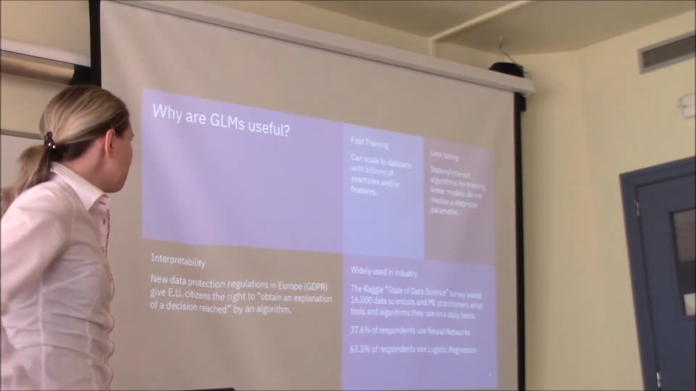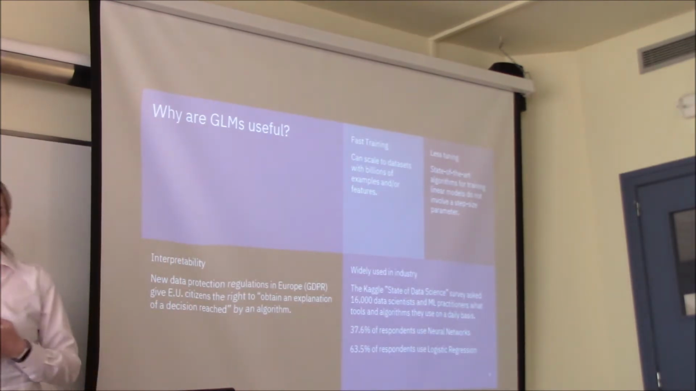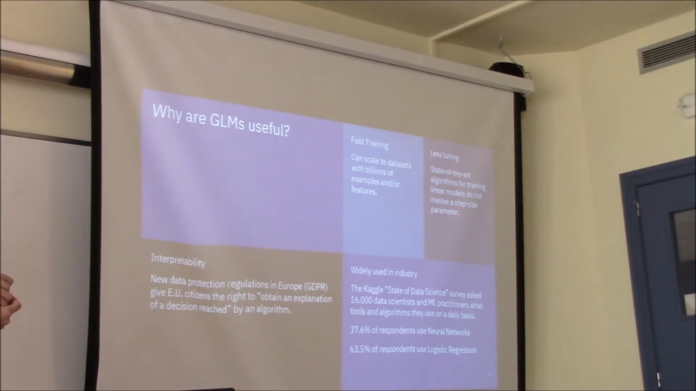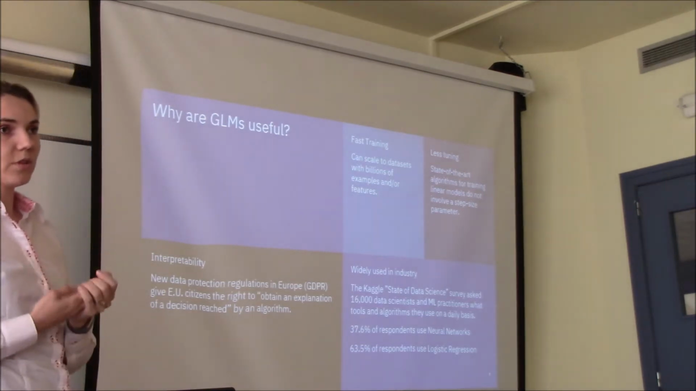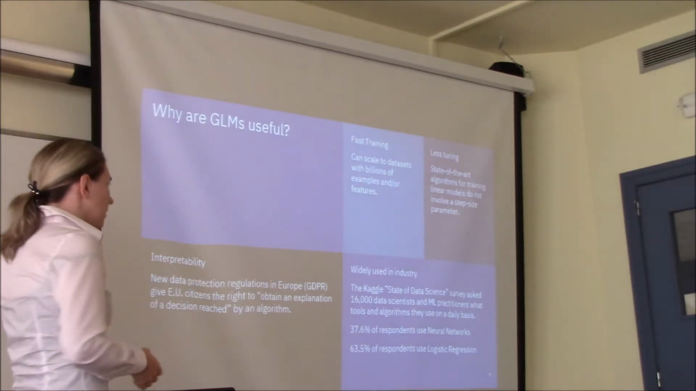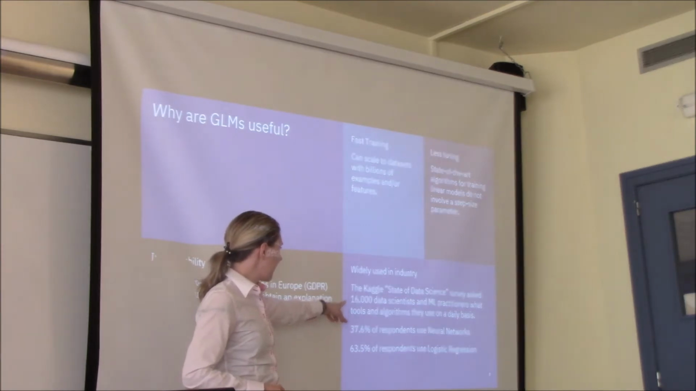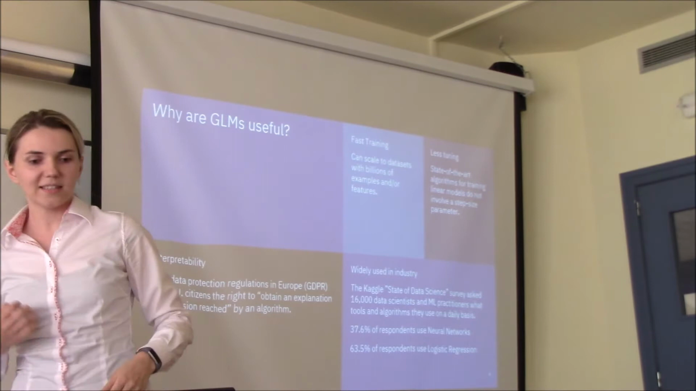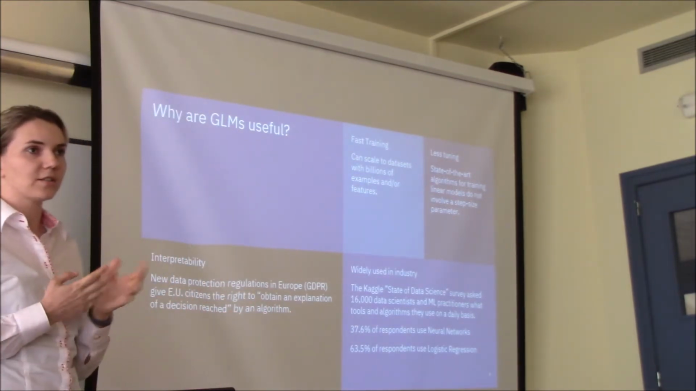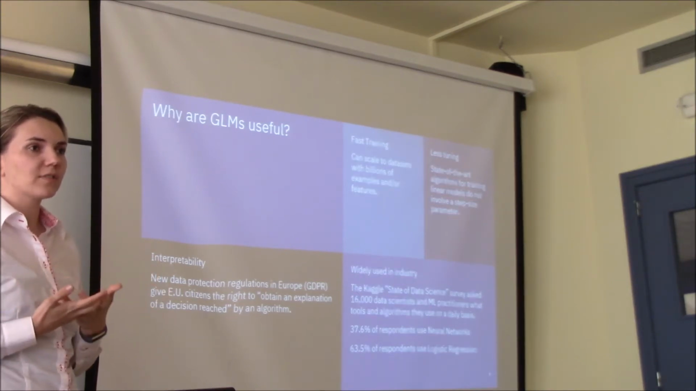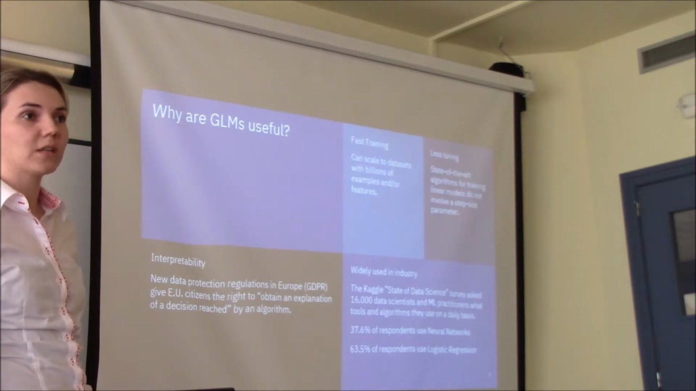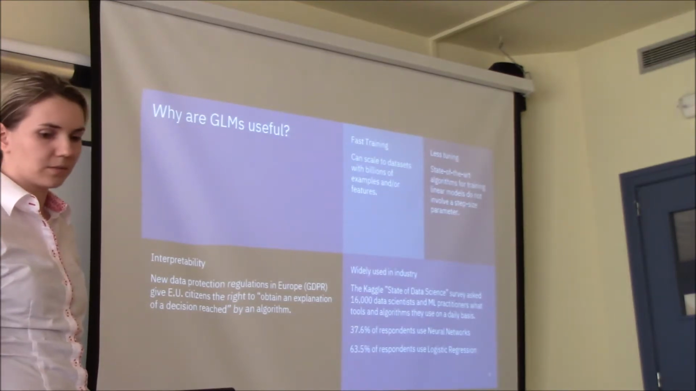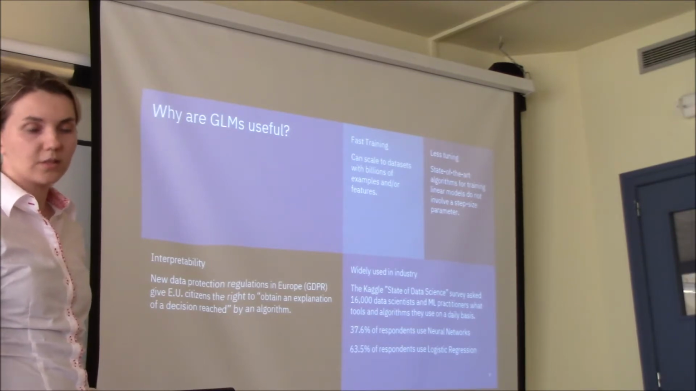So why are generalized linear models useful? We have been talking recently and over the past years about neural networks, which are extremely useful for some applications, but generalized linear models can also be extremely useful. I was quite surprised in the beginning to see the result of this Kaggle State of Data Science survey that asked 16,000 data scientists and machine learning engineers about what type of models they are using on a daily basis. And almost 65% answered with logistic regression, which is an example of a generalized linear model. And only 37% responded with neural networks.